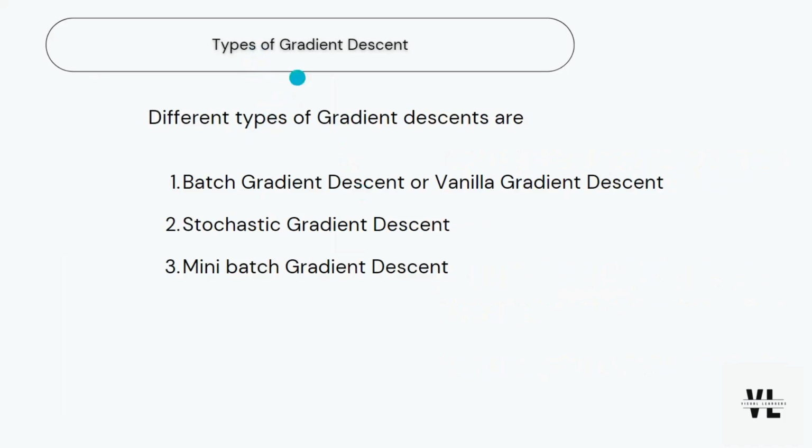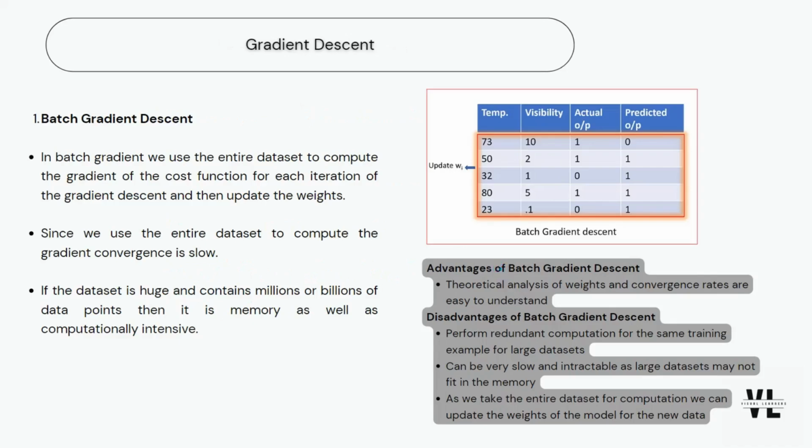So basically there are 3 types of gradient descent. The first one is batch gradient descent or vanilla gradient descent. This is the one that we have discussed now. The second one is stochastic gradient descent, and the third one is mini batch gradient descent. The difference between these 3 types of gradient descents is which set of data we are using to train our models or to update the weights.